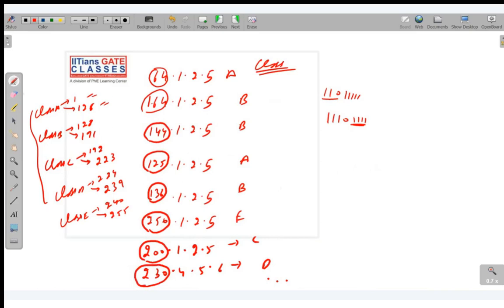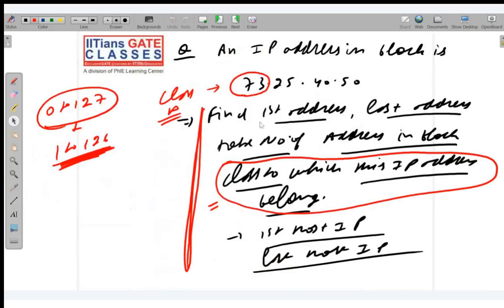Any doubt here? No, sir. Okay. Now everything is fit and fine. Now we will start this typical kind of questions. So take the snapshot of this. Done, sir. Now we will answer this. So now class we have found, it is of class A. Now find the first address, last address, total number of addresses in the block. First address, please tell me what will be the first address. Any idea?